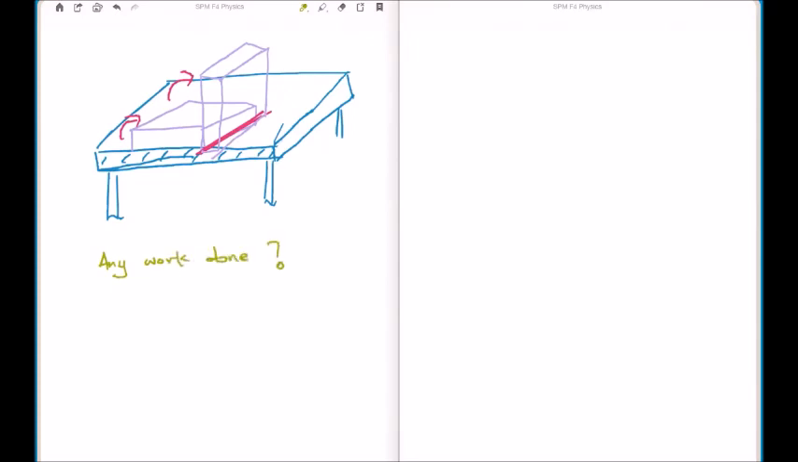Because based on our definition, I define W as what? F dot S, right? You say, oh, the direction of force must be parallel to the displacement, right? And then when the force is at an angle, then you look for the horizontal component of the force, which is parallel to the displacement or the movement. So how about this? They don't seem to have any movement, isn't it? Right? No, it is not.